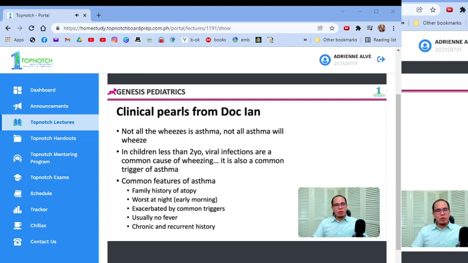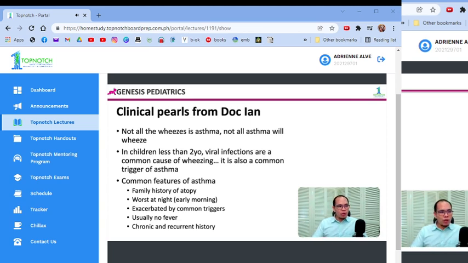Okay, and not all asthma will wheeze. We have asthma na cough variant, so cough variant asthma, so predominantly cough lang siya pero wala siyang wheezing. Okay. So in 2 years old, yan, viral infection is a common cause of wheezing. But please also take note that it is also one of the most common triggers of asthma. Okay? So kaya mahirap siyang i-differentiate. So hindi mo alam kung asthma ba talaga yan because viral infections will cause wheezing, but at the same time, viral infections may trigger asthma in patients who are predisposed to developing asthma.